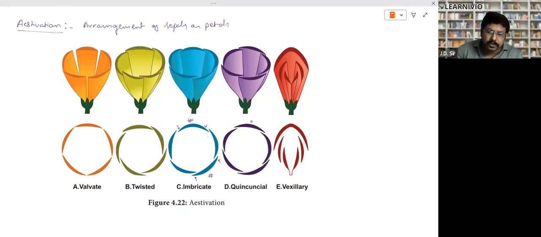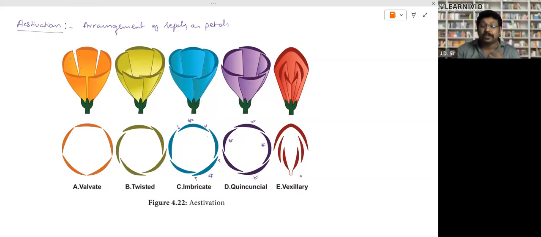In another one, you can see there will be two petals where both margins are free, and two petals where both margins are covered. So there are two where both margins are covered, two where both margins are free, and the last one will be twisted. This kind of estivation is called quincuncial estivation. So valvate, twisted, imbricate, and quincuncial.